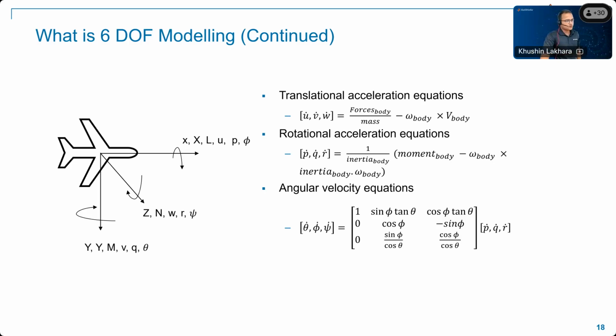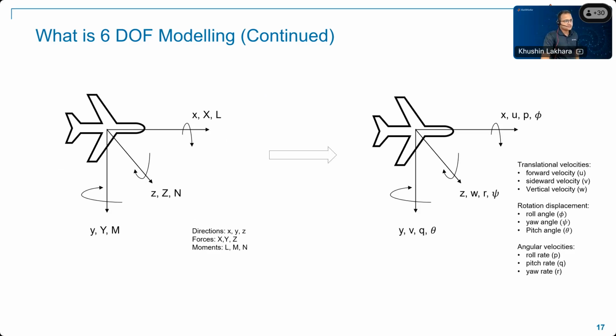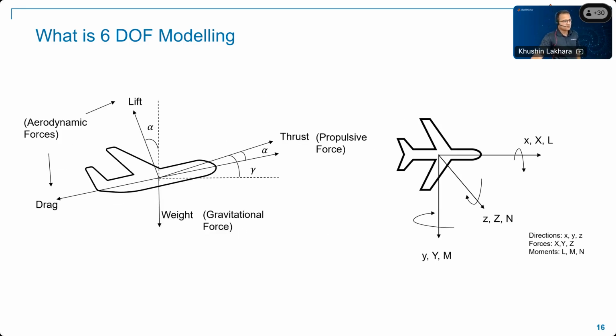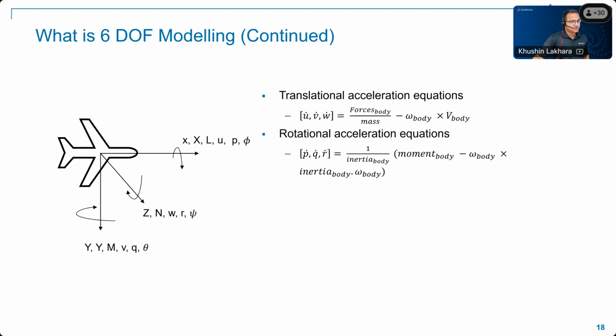Before we go forward, let's go back to the previous slides and see which were the main forces that we were seeing. We had aerodynamic forces, gravitational forces, and propulsive forces. Three types of major forces we have. We'll see how these forces are actually changed into various motion parameters that we see in these slides.